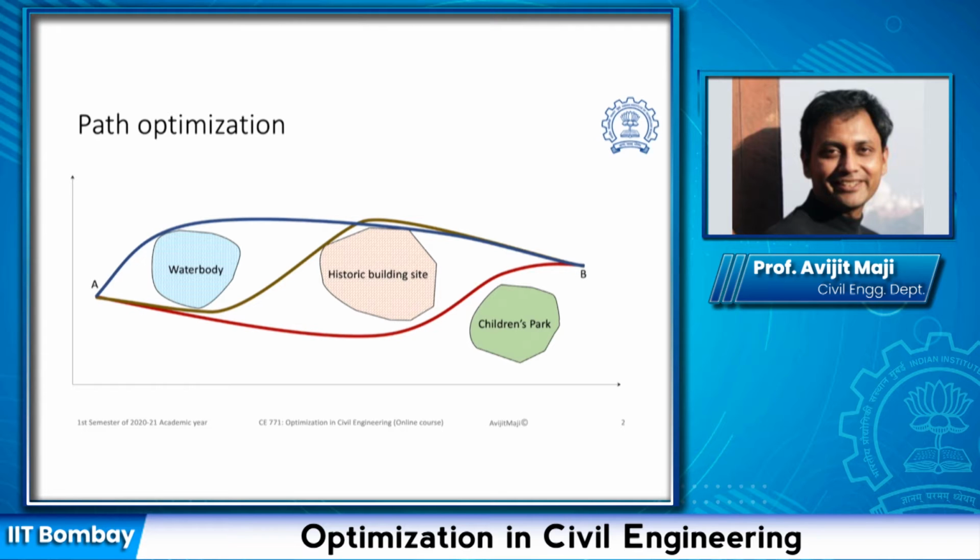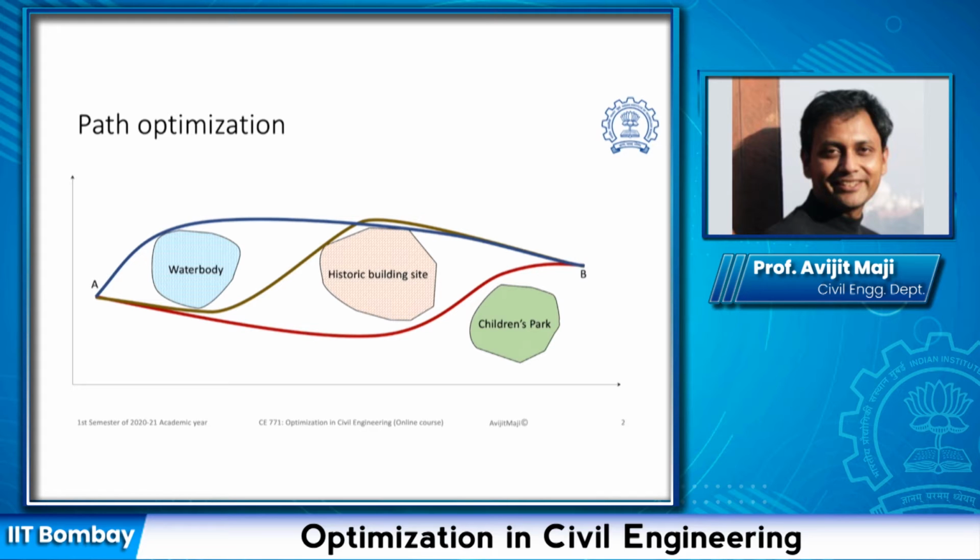A path optimization problem is a well-known problem in the field of robotics, autonomous vehicles and alignment development. In this example, I am going to speak in the context of alignment development. When we are trying to develop an alignment for a highway or a railway project, we always have the start and end points. In this case, we have represented the start and end points as A and B. In between the start and end points, there could be various obstructions. In case of alignment, these obstructions can be in the form of water bodies, historic buildings, children's parks, and so many other things. Our objective of developing an alignment is to avoid these obstructions and minimize the overall cost.